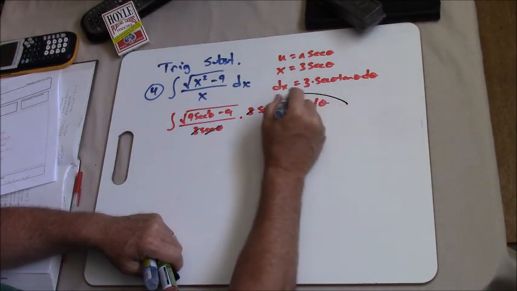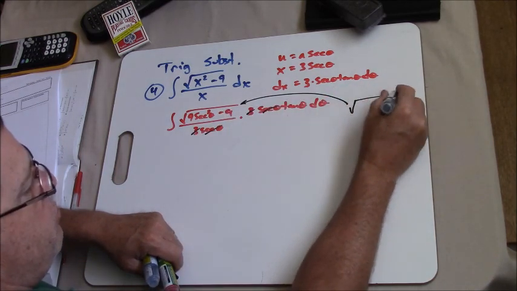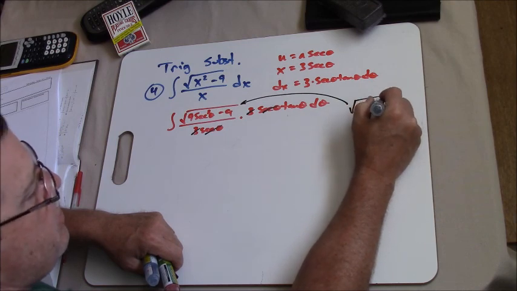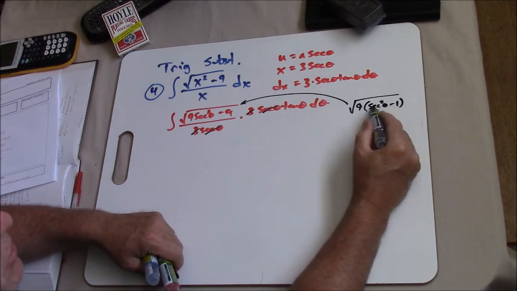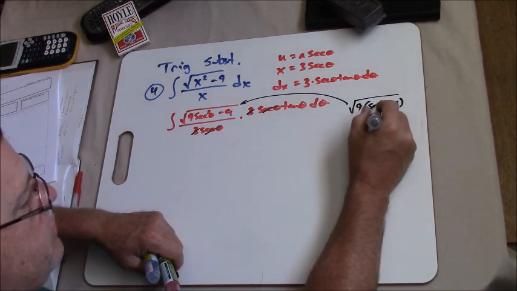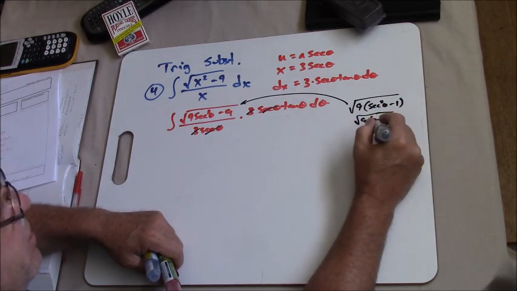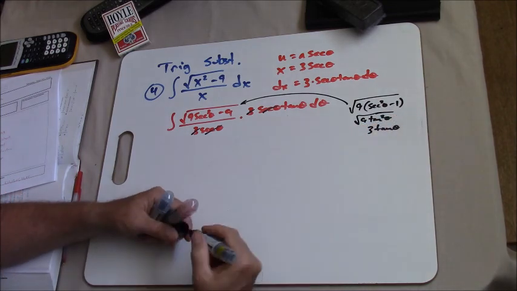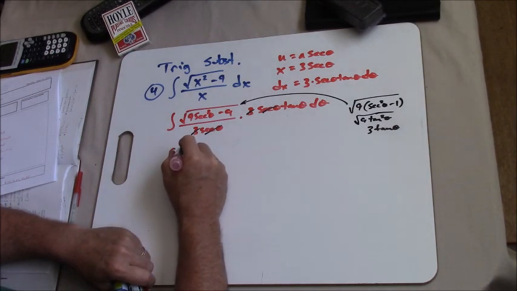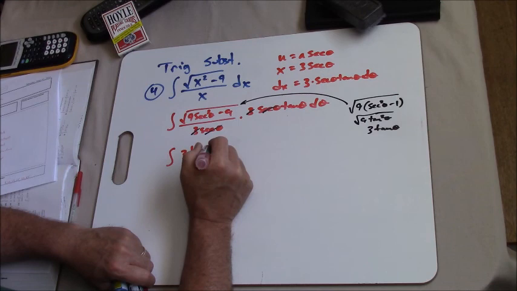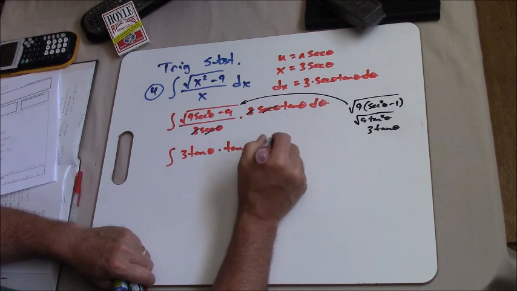And let's see, this thing right here, if I factor a 9 out of each of those, I get the square root of 9 times secant squared theta minus 1. And that's equal to tangent squared of theta. So square root of 9 tangent squared theta. And so the square root of that would just be 3 tangent theta. So what I have now is the integral of 3 tangent theta times another tangent theta d theta.